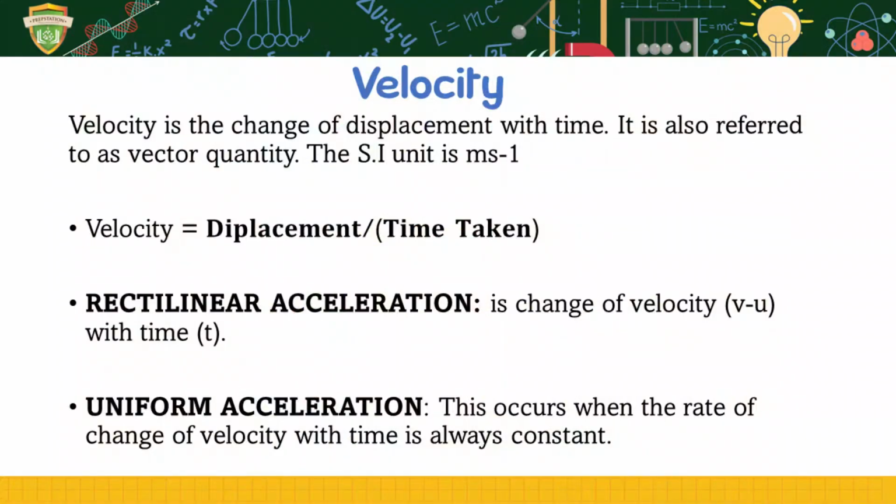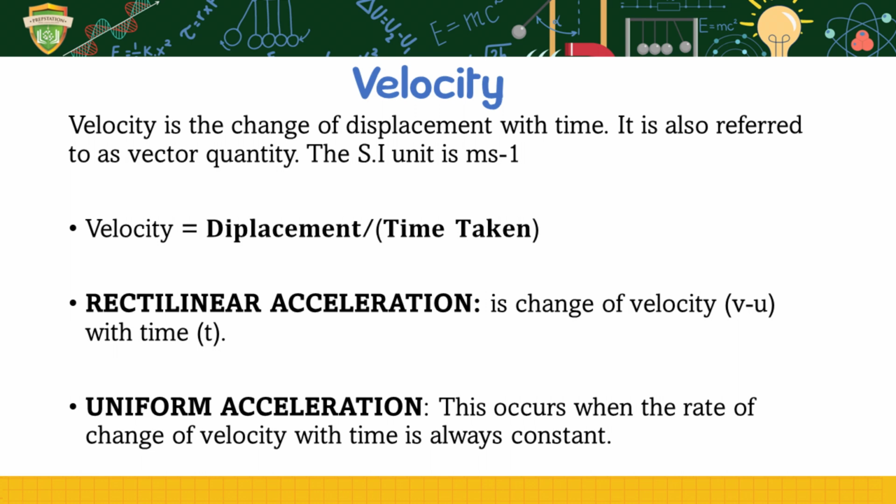Now, next we are going to be talking about velocity. Velocity is the rate of change of displacement with time. It is a vector quantity. The SI unit for velocity is meters per second. Velocity is displacement divided by time taken. Now, the next term we'll look at is called acceleration. Acceleration is the rate of change of velocity with time. Velocity and acceleration are both vector quantities.